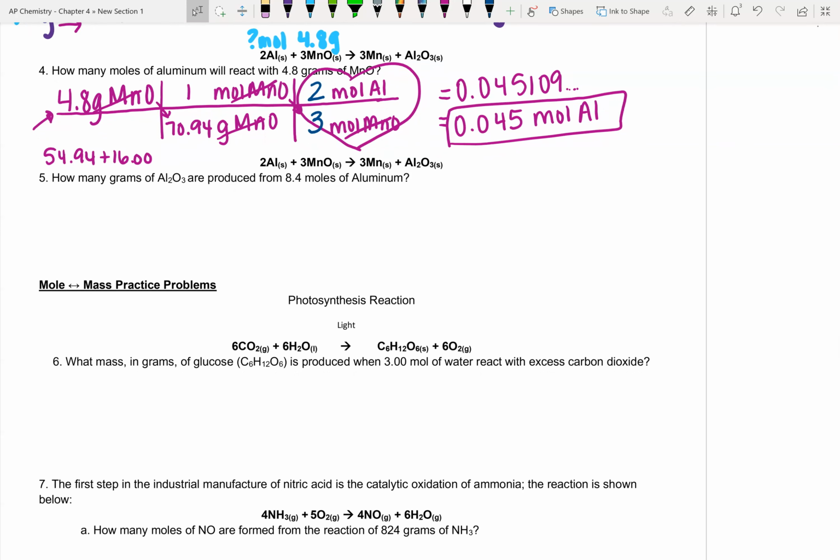Let's try another question using the same balanced equation, but this time let's do a mole mass question. This time we're going to start with moles and end with grams. We are starting with 8.4 moles of aluminum and determining the number of grams of aluminum oxide produced. So this is a mole mass question because you're starting with moles and you're solving for mass. So I'm starting with 8.4 moles of aluminum.